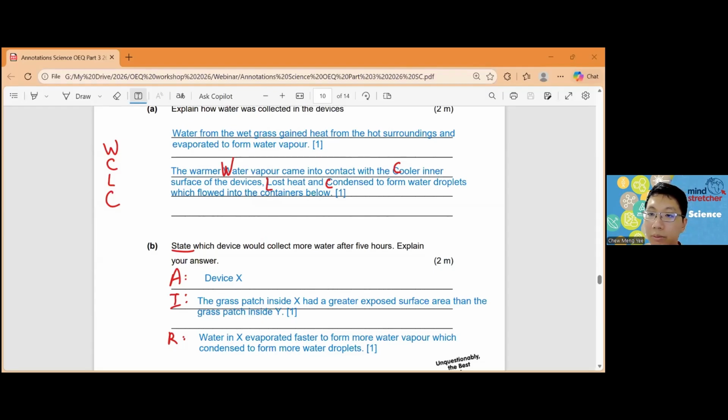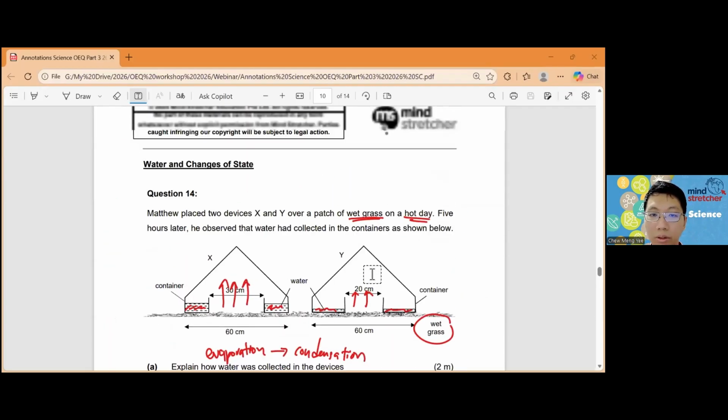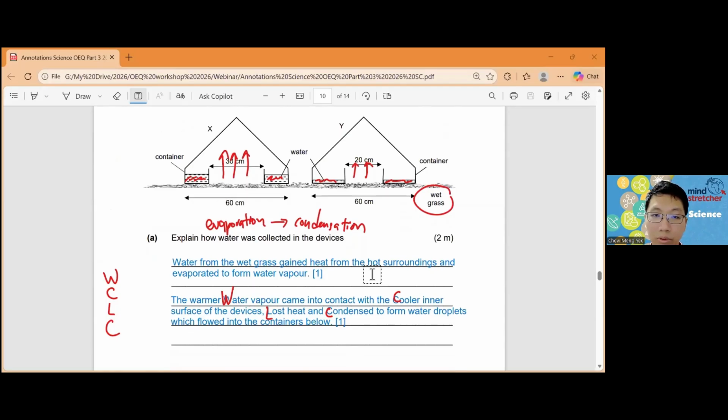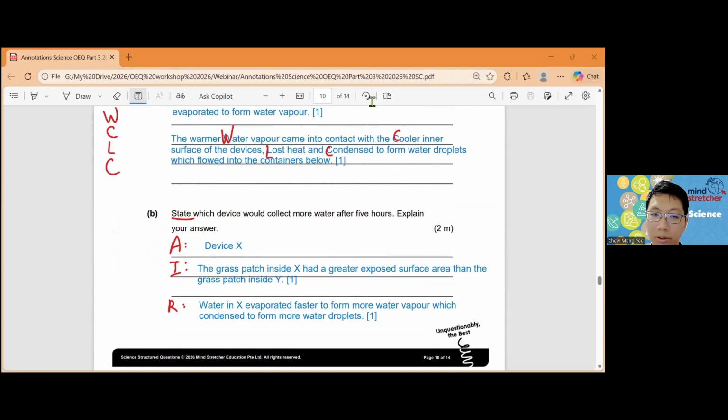But since there is more grass at one place, doesn't it trap more water? Huh? I don't understand your question.